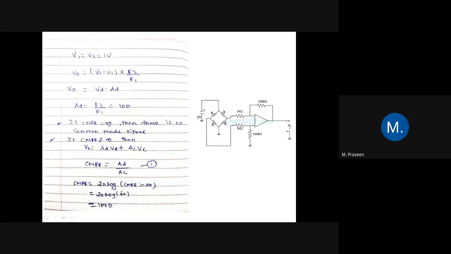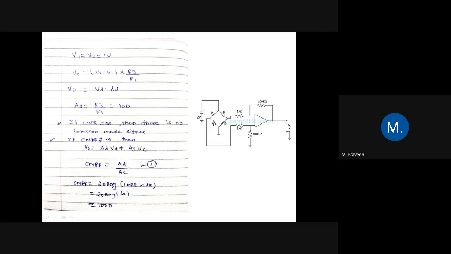So if CMRR is infinite, we know the formula for CMRR is nothing but AD by AC. If CMRR is infinite, then what will happen? AC is 0, so the common mode gain is 0. Generally, if you take an ideal op-amp, an ideal differential amplifier, the common mode gain is going to be 0. If it is 0, then only the CMRR is going to be infinite.